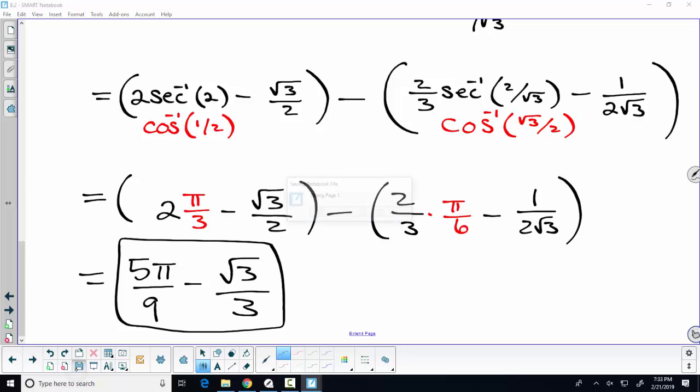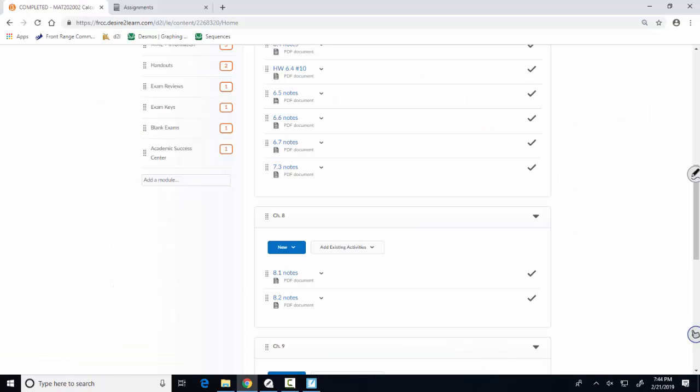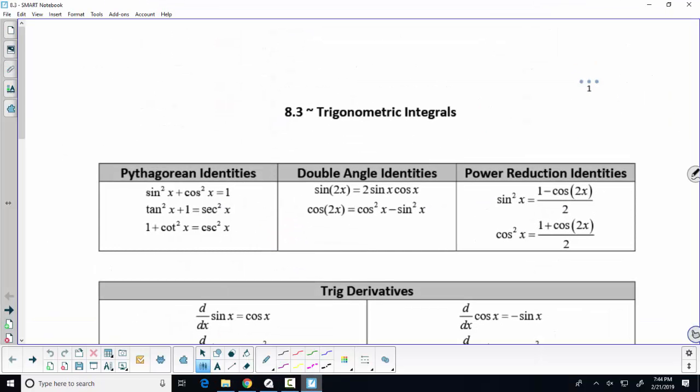All right, we'll take a break and then start 8.3. 8.3, we're looking at trig integrals, specific combinations of trig integrals. So we'll either be dealing with powers of sine, cosine by themselves, sine, cosine together, or tangent and secant, powers of tangent and secant together.